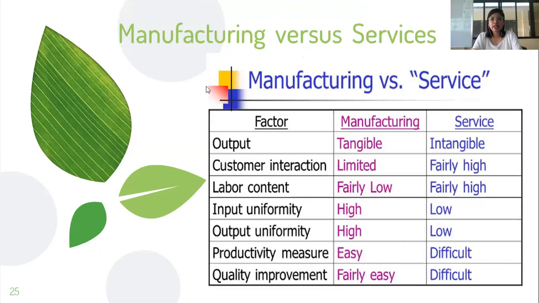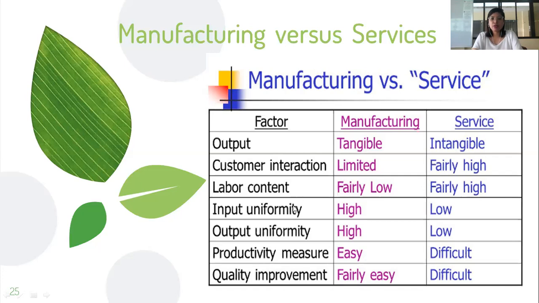Okay, so there is a difference between offering versus services. For the factors, we have the output, the customer interaction, the labor content, the input uniformity, the output uniformity, the productivity measure, quality improvement. So for the manufacturing side, the output is tangible. For the service side, the output is intangible. And then for the customer interaction, the manufacturing side is limited. For the service, fairly high. For the labor content, manufacturing is fairly low, and the service is fairly high.